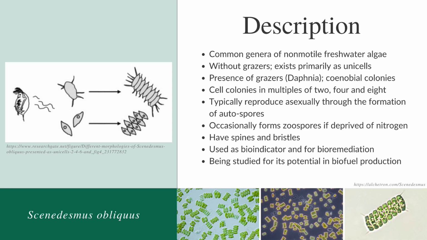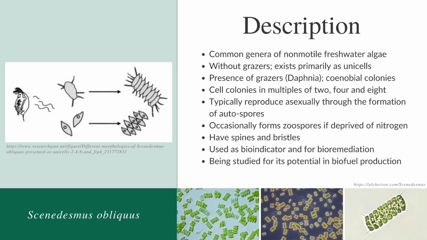For example, in cases wherein there are no grazers, they exist primarily as unicells. However, in the presence of grazers such as Daphnia, coenobial colonies can be formed. Typically, these colonies are in multiples of 2, 4, and 8. In multicellular state, Scenedesmus is not usually grazed as heavily by Daphnia. However, their nutrient uptake and light harvesting ability is compromised because of the reduced surface to volume ratio.